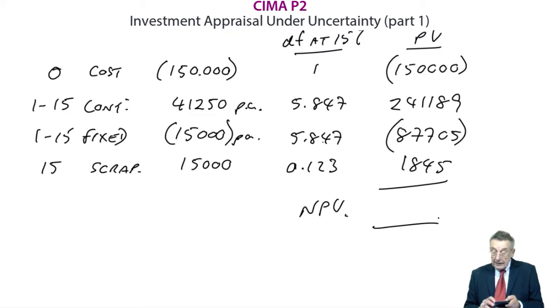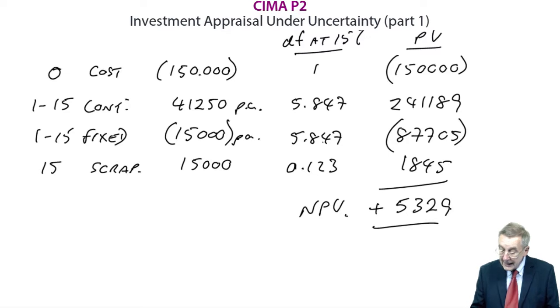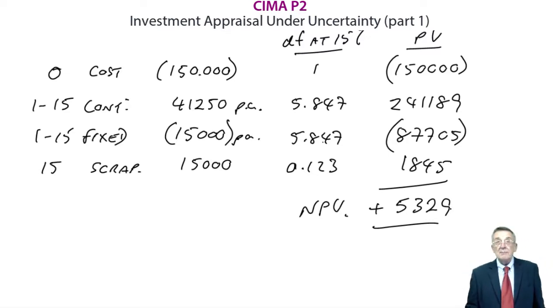So the net present value: 241,189 plus 1,845 minus 150,000 minus 87,705. I get 5,329. And so in any normal question, since it's positive, we would accept.